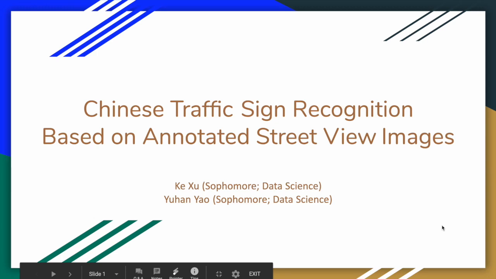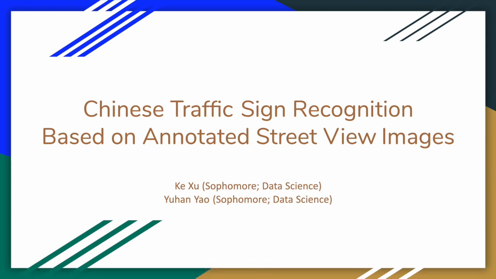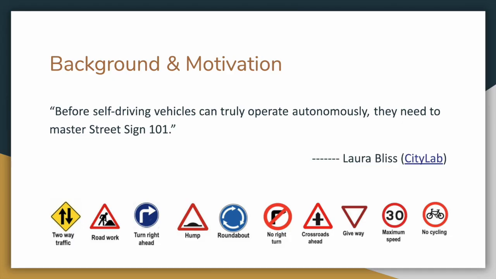In this video, we are going to present our project, Chinese traffic sign recognition based on annotated street view images. Before self-driving vehicles can truly operate autonomously, they need to master Street Sign 101. Therefore, our project aims to train a CNN model that classifies traffic signs into 58 categories.